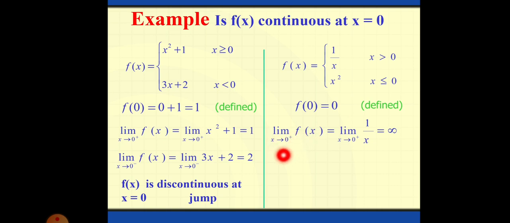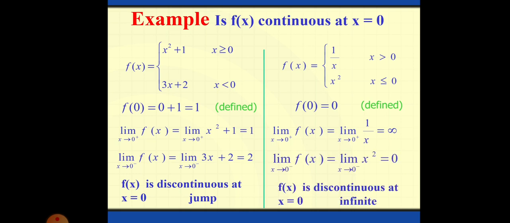So f of 0 is defined. And the limit of f of x when x approaches 0 from the positive side, we have to use the rule for x bigger than 0, because we need the positive side. So you have to use 1 over x. The limit of 1 over x when x approaches 0, from the previous rules in the previous lecture, the answer is infinity. So the limit does not exist. So this function is discontinuous at x equals 0.